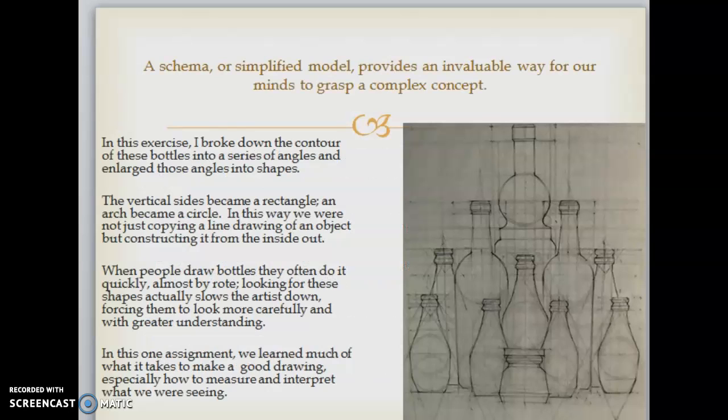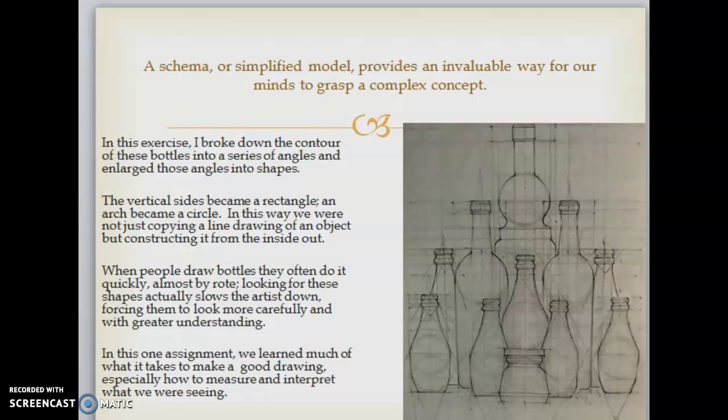A schema, or a simplified model, provides an invaluable way for our minds to grasp a complex concept. Notice how carefully the artist is cross-comparing every relationship. Every horizontal, vertical, and diagonal element runs through the whole drawing. In this exercise, I broke down the contour of these bottles into a series of angles and enlarged those angles into shapes. The vertical sides became a rectangle and the arch became a circle.